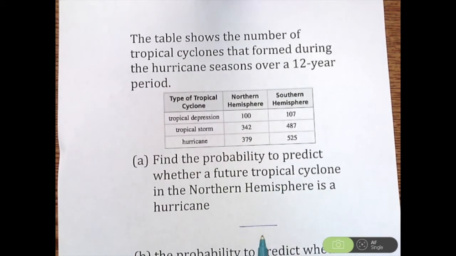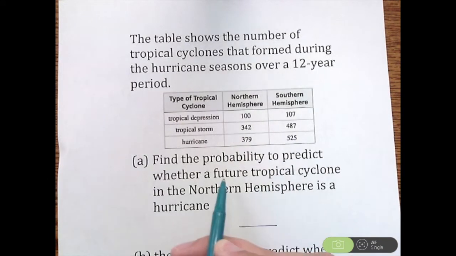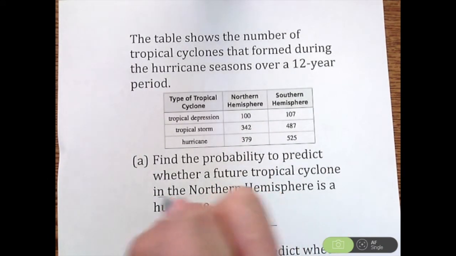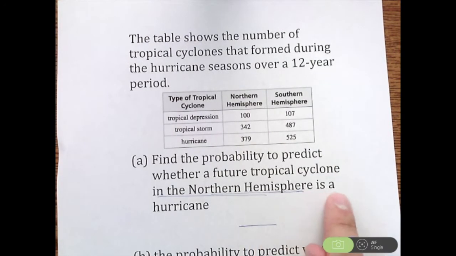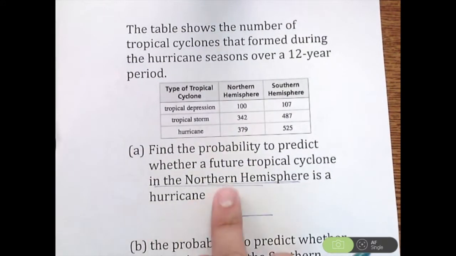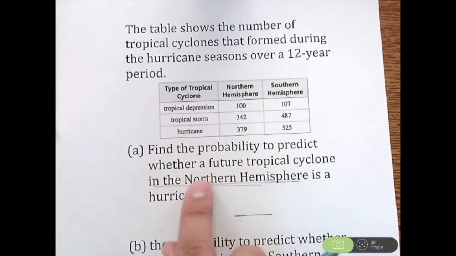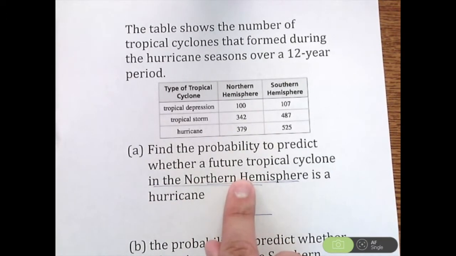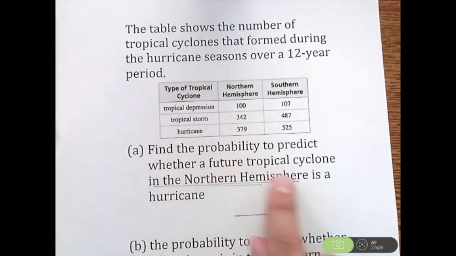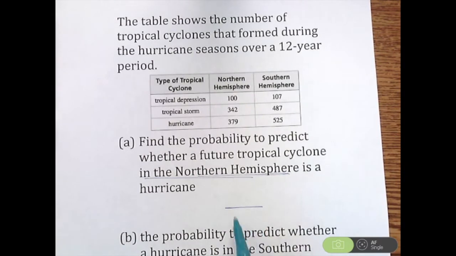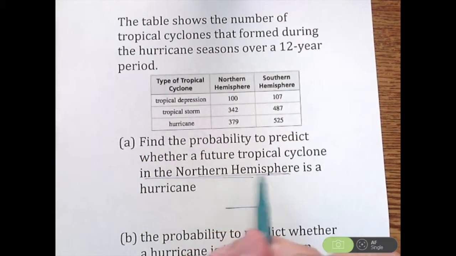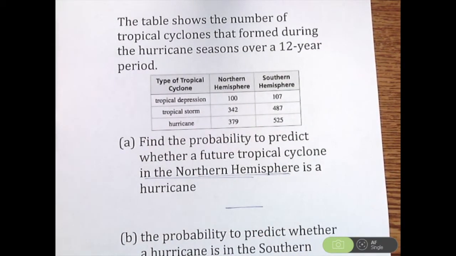It's kind of hard to read, but they're telling us to predict the probability that, given it's in the northern hemisphere, it is a hurricane. See that? So they're telling us we're looking at northern hemisphere tropical cyclones. What's the probability that it is a hurricane? So the bottom piece, my whole, that's just how many total northern hemisphere cyclones do I deal with?